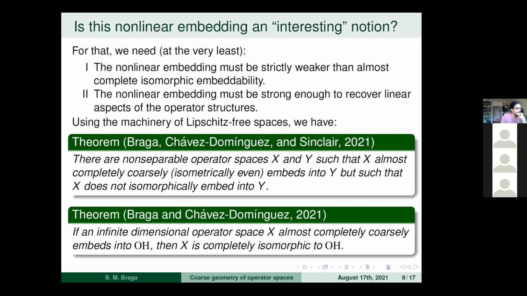So it's the L2 version, the non-commutative version of L2 in operator spaces. And if an arbitrary operator space almost completely coarsely embeds into OH, then it actually needs to be completely isomorphic to OH. So this nonlinear notion actually does keep track of the geometry of OH in this very strong way.